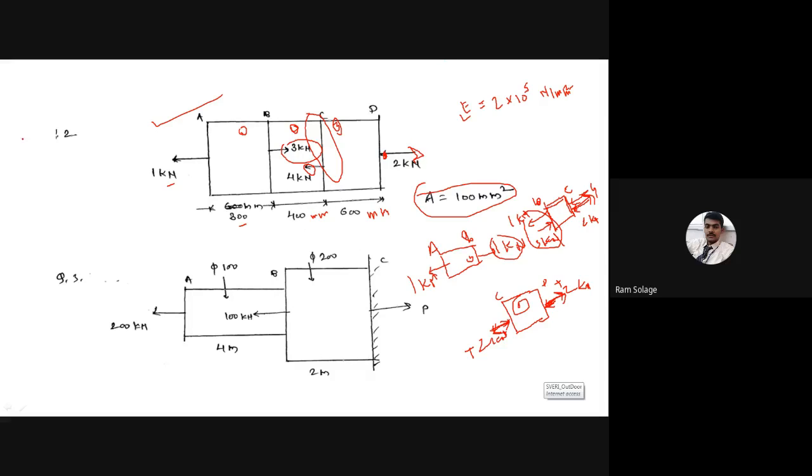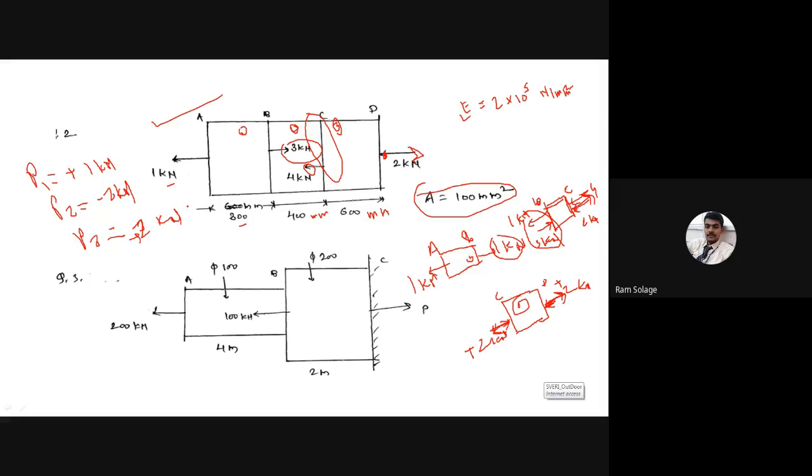How much is P1 according to your diagram? P1 is equal to plus 1 kilonewton. Correct. Very good. P2 is equal to minus 2 kilonewton. And P3 is equal to plus 2 kilonewton. Correct.